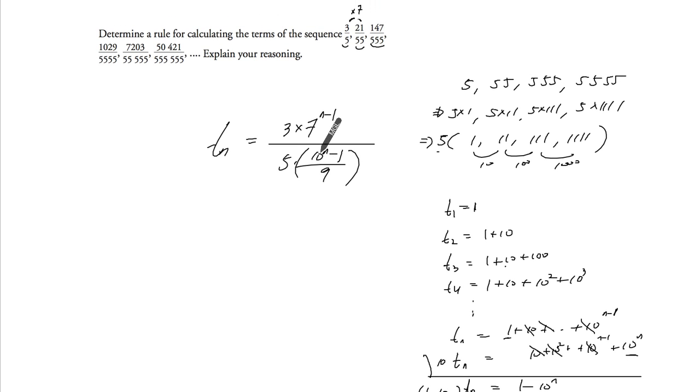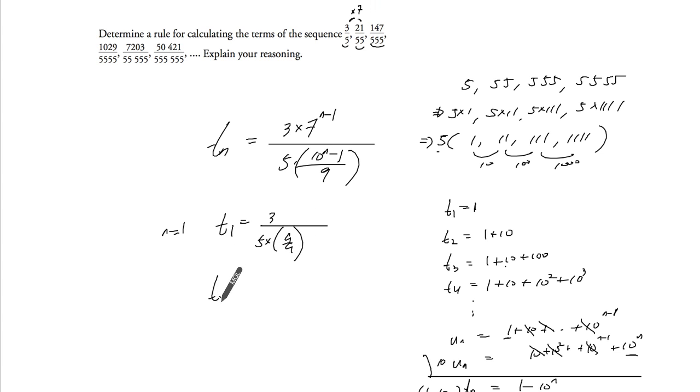Let's see if this works. So if n is equal to 1, okay, the bottom here, I should use something else here, maybe u or something. So we have Tn here. So then the bottom here will equal, actually, let's do the whole thing. Is 3 over 5 times, put 1 in here, you get 9 over 9, that's equal to 1, so we get 3 over 5.